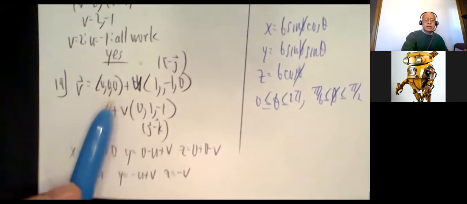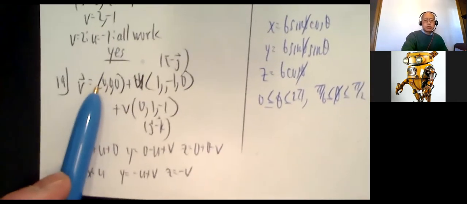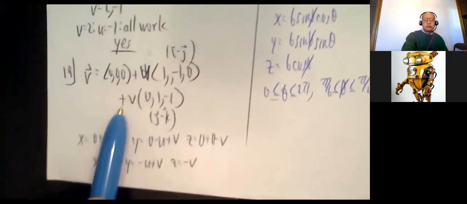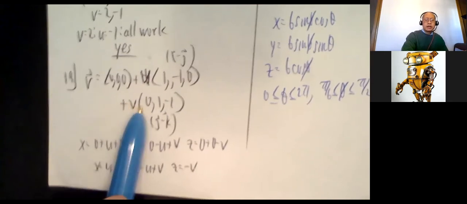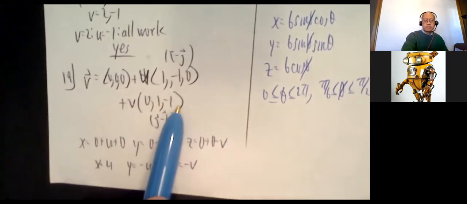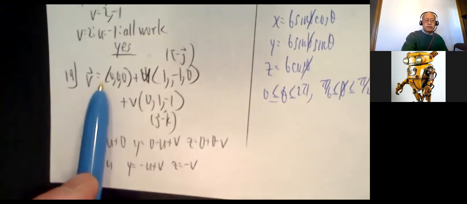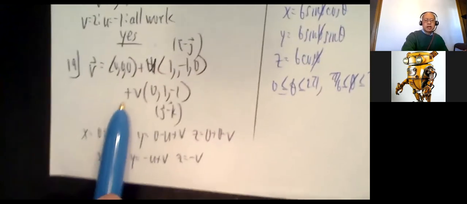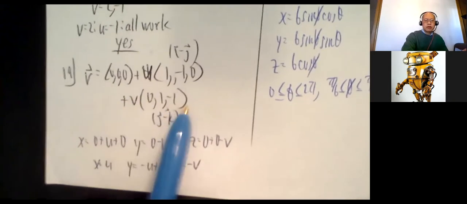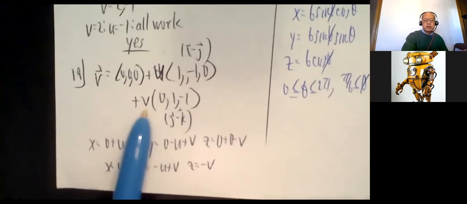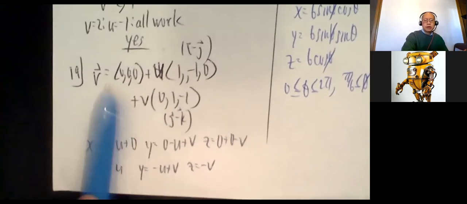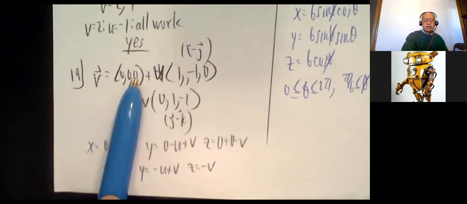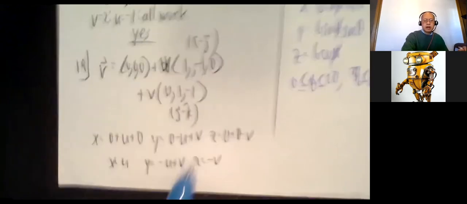So what you do is you take the given point, origin, 0, 0, 0, plus a scalar multiple, U, of 1, negative 1, 0, plus a scalar multiple, V, of 0, 1, negative 1. That's J minus K. So X is 0 plus U plus 0. Y is 0 minus U plus V. And Z is 0 plus 0 minus V.